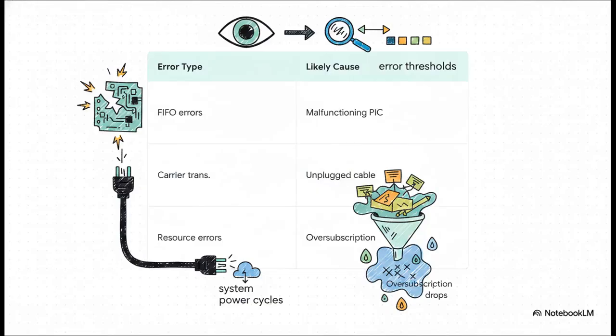You also want to watch your error thresholds like a hawk. For instance, if you see any number other than 0 for FIFO errors in the received direction, that is a massive red flag. It usually means the ASIC on your physical interface card is malfunctioning. Carrier transitions are another huge tell. That counter tracks how many times the interface has gone from down to up, and it really shouldn't be incrementing quickly. If it's jumping up, say, every 10 seconds, you are almost certainly dealing with a loose cable, a far-end system continuously rebooting, or a bad interface card. And if you see resource errors, that usually points to oversubscription drops right on the packet forwarding engine.